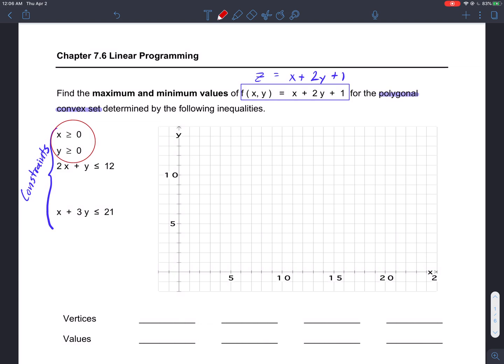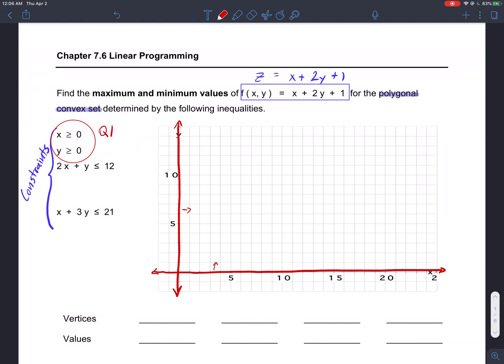We'll start out with these two simple ones, x greater than or equal to 0 and y greater than or equal to 0, these vertical and horizontal lines that essentially cover the x-axis and the y-axis. This is x equals 0, and this one is y equals 0. Since it's greater than, it tells us we're shading to the right of that line and above that line. So it puts us in quadrant 1. These two inequalities tell us that our region is in quadrant 1.